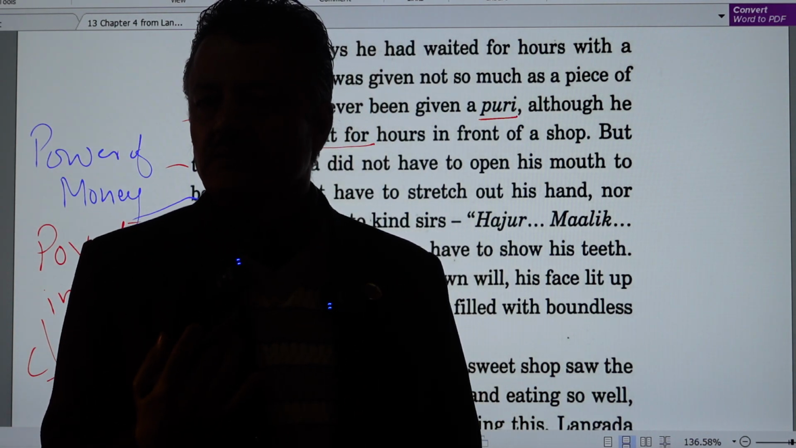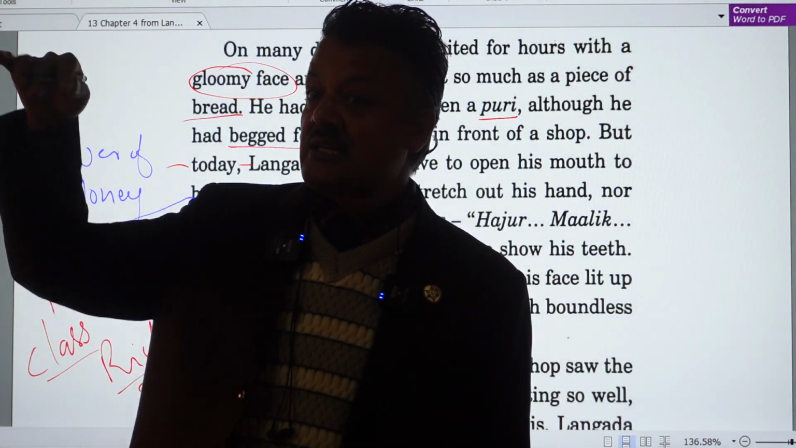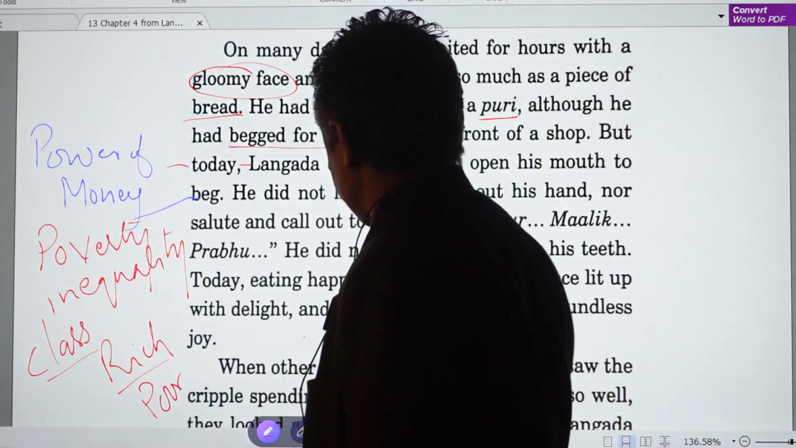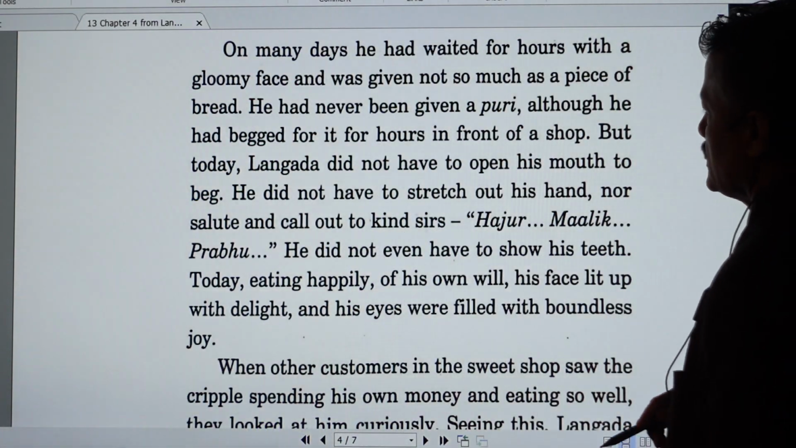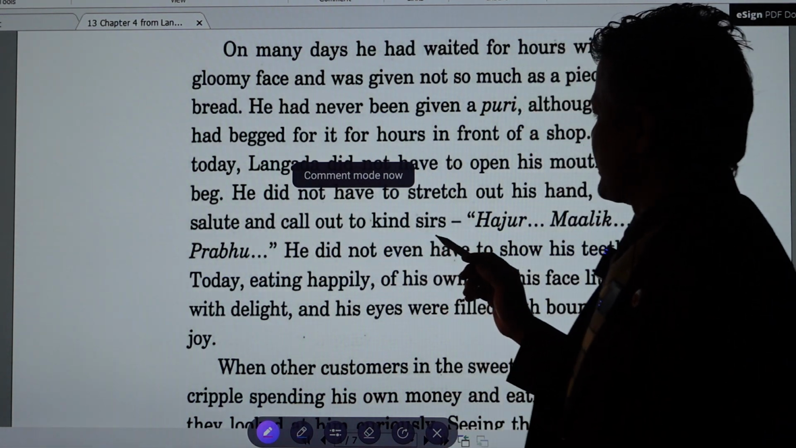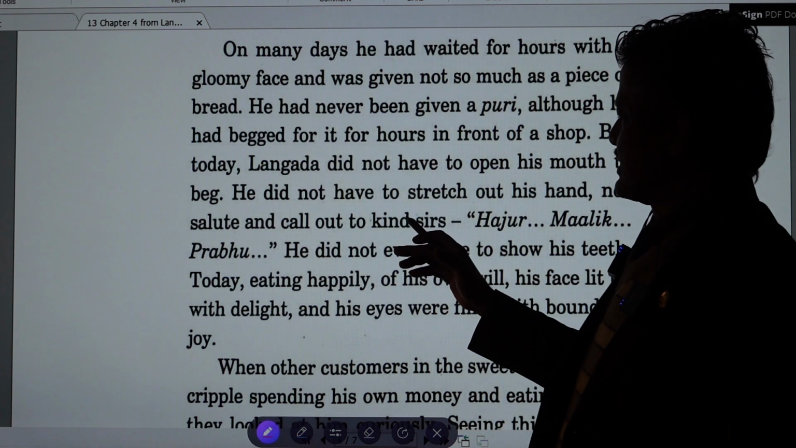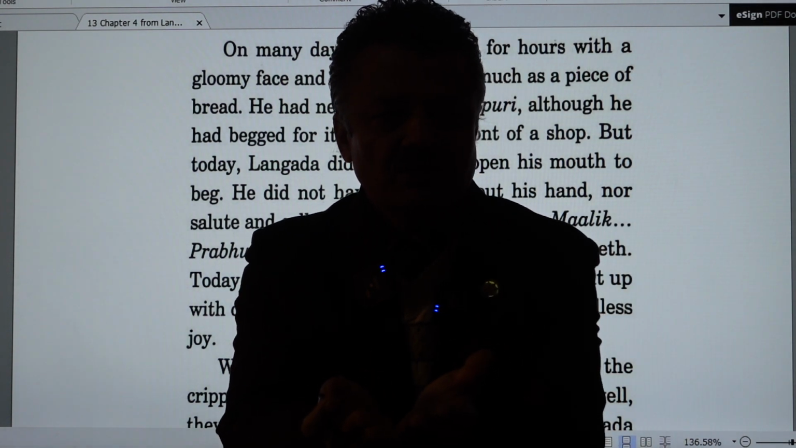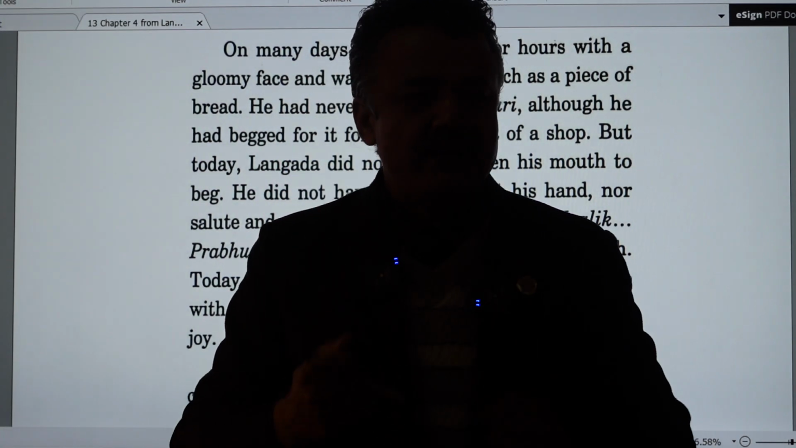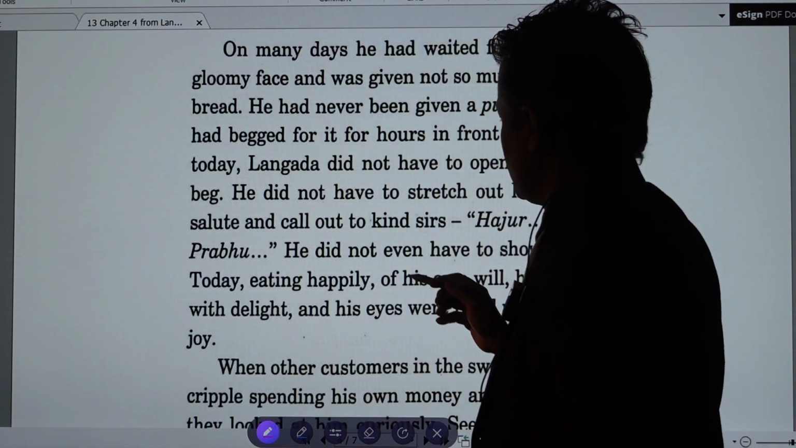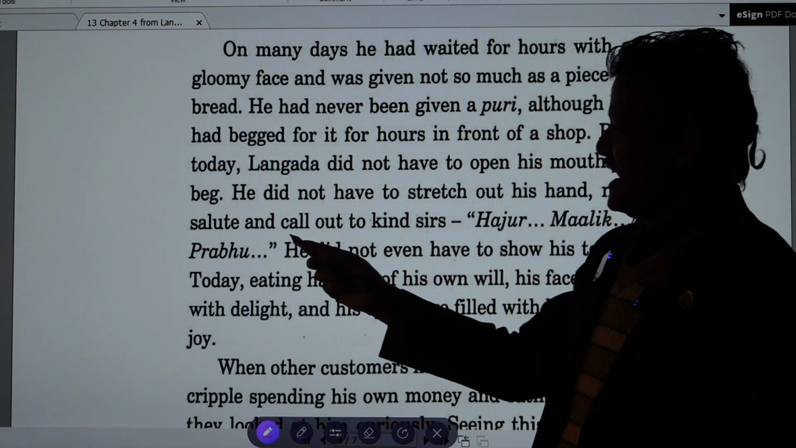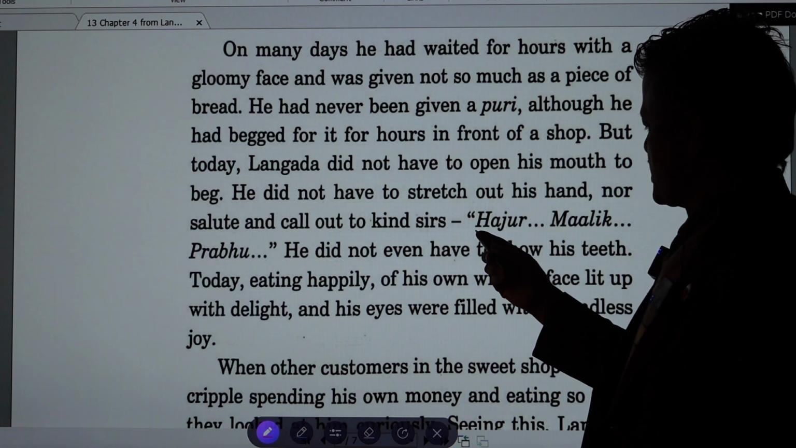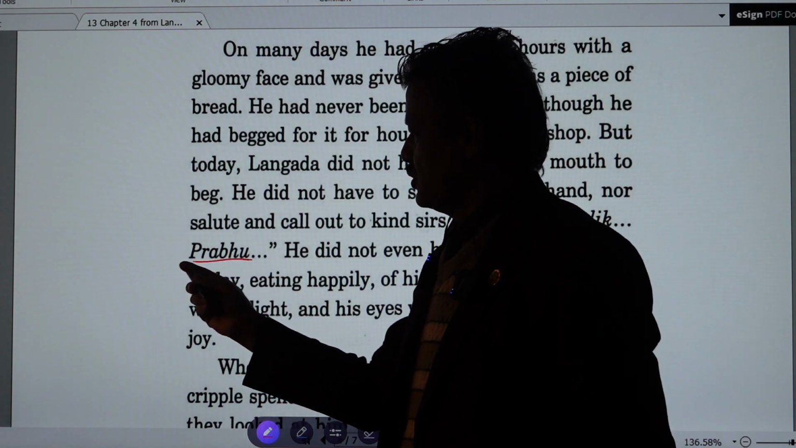But our society is such where some people become rich and rich and rich, and some people become poor and poor and poor. Right? But today Langada did not have to open his mouth to beg. He did not have to stretch out his hand. See this imagery. Hajur, ke pauna. You can imagine the face. Nor salute and call out to kind sirs. Hajur, Malik, Prabhu. See this word.